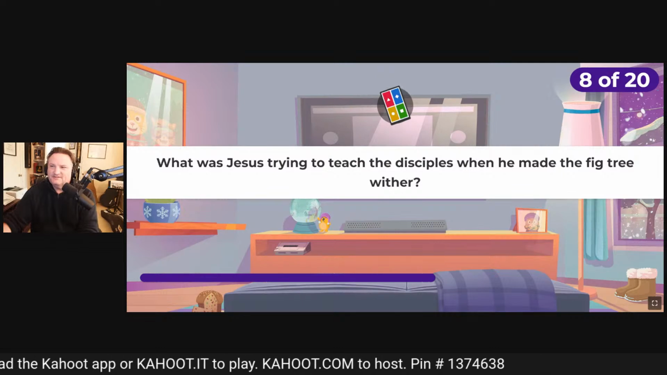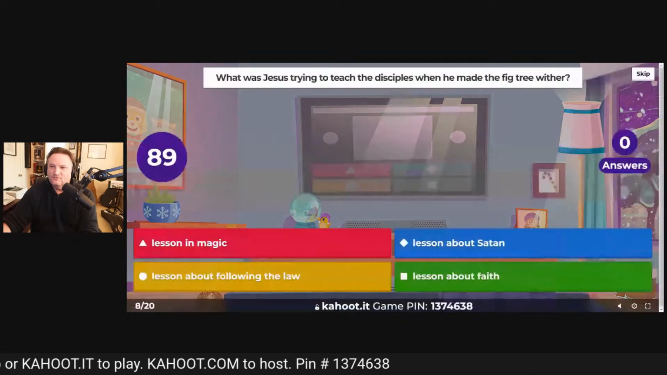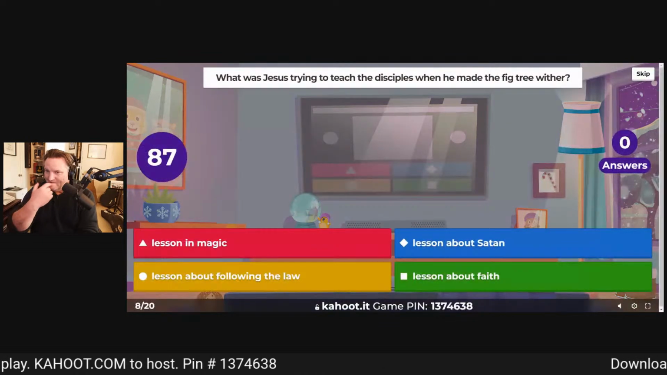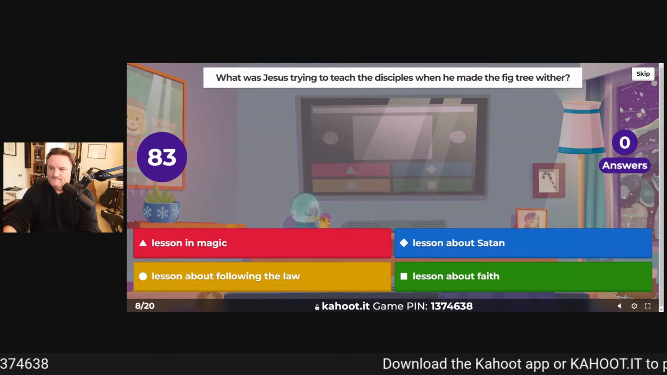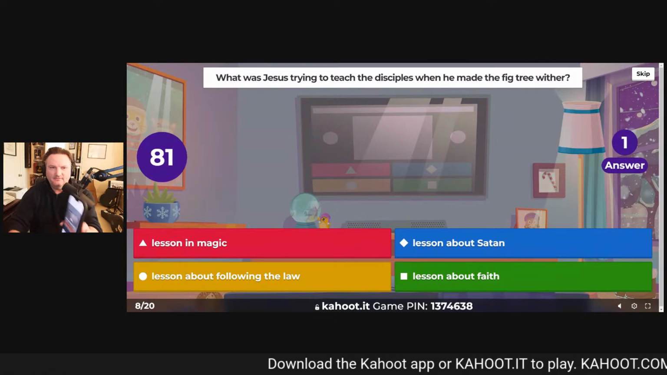What was Jesus trying to teach the disciples when he made the fig tree wither? Wow, I don't remember. It's got to be green, right?